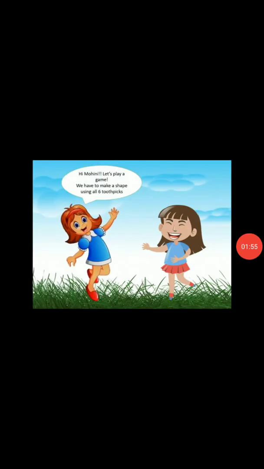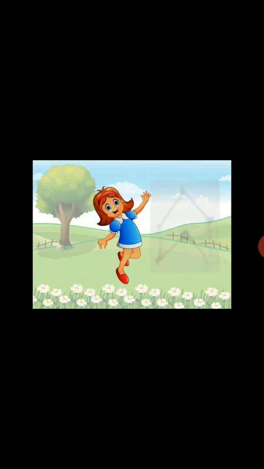Now we will learn something new. Here you can see the picture of two girls. Hi Mohini, let's play a game. We have to make a shape using all 6 toothpicks. Okay, and that shape should be a closed figure. These are Mohini and Rohini and they want to play a game. और उस game में उन्होंने decide किया है कि they will make a closed shape with the help of 6 toothpicks.